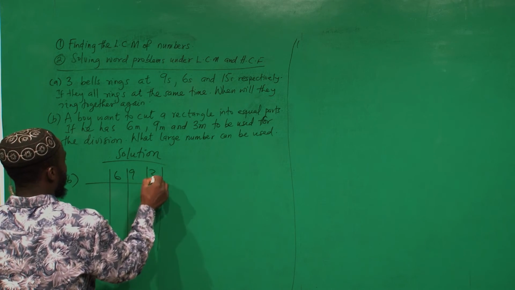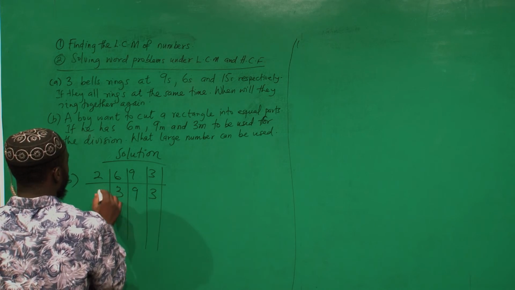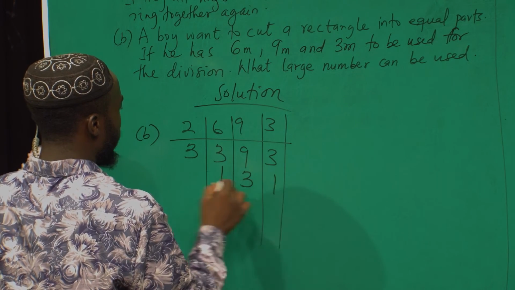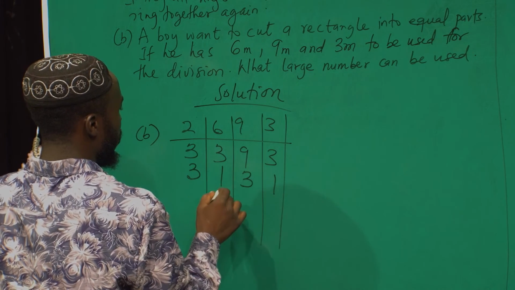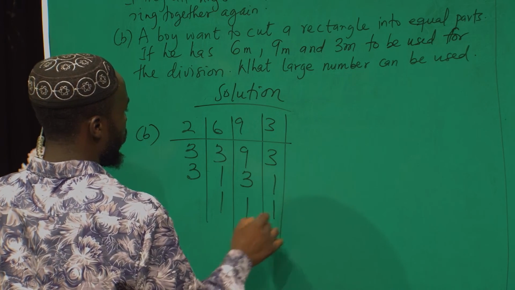6, 9, 3. I use 2. 2 goes here, 3 can't go. The next prime number, 3, goes here, 1 goes here, 3 goes here, 1. The next prime number goes here. Can't go, I repeat. Goes here, 1. Goes here, 1. Can't go, I repeat.